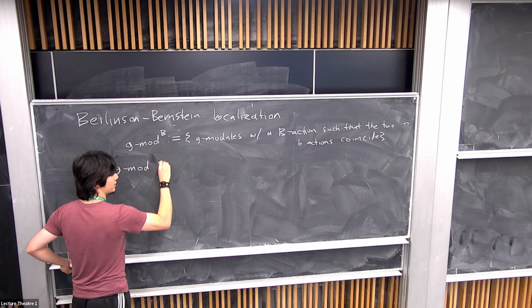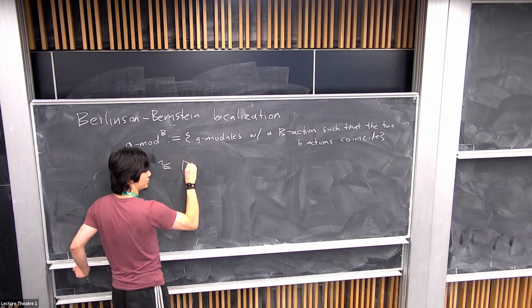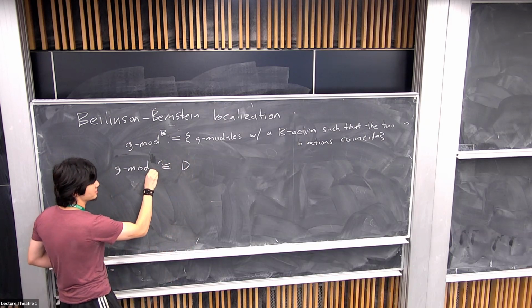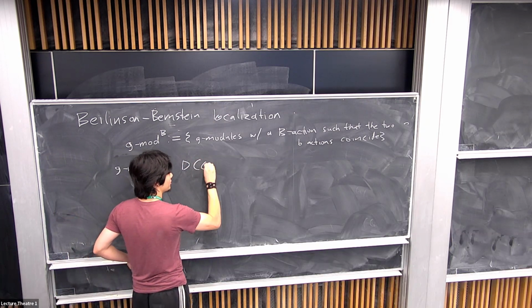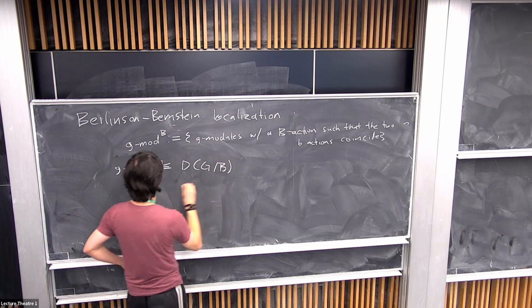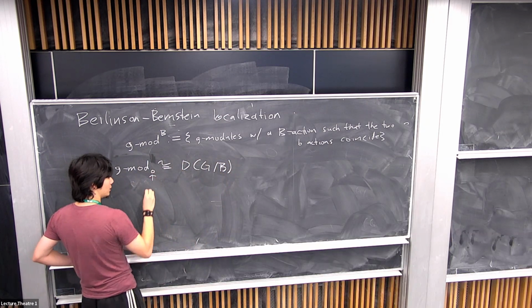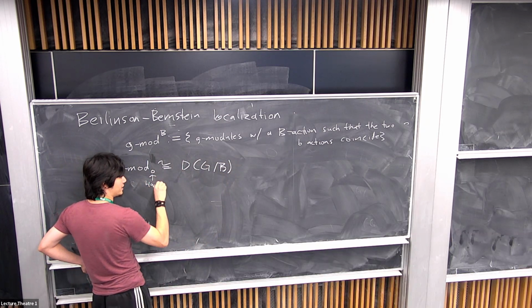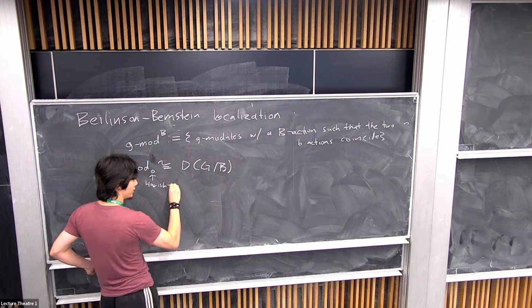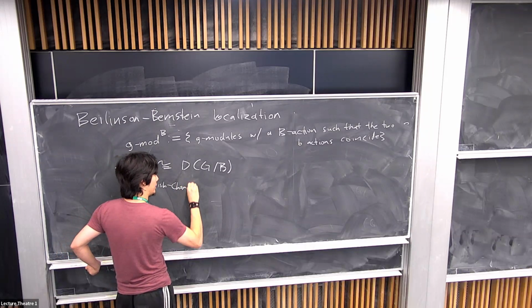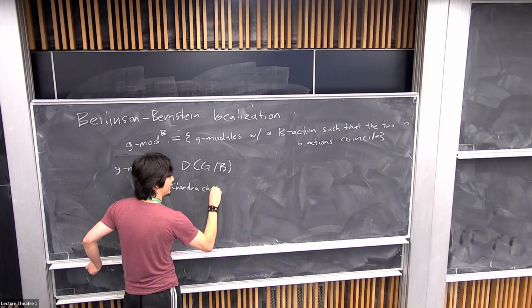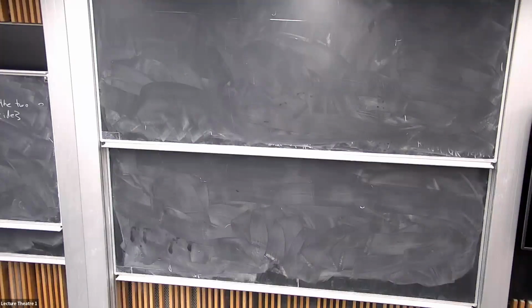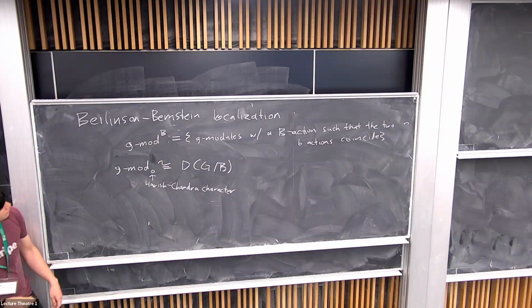That g mod 0 is equivalent to D modules on G mod B, where 0 means principal block, or I take the Harish-Chandra center of the universal enveloping algebra, and I set the character to be the W dot orbit of 0. Have I said anything wrong so far? Good.